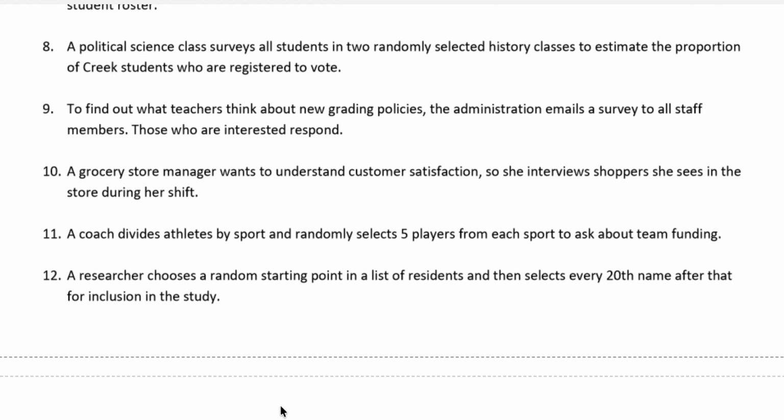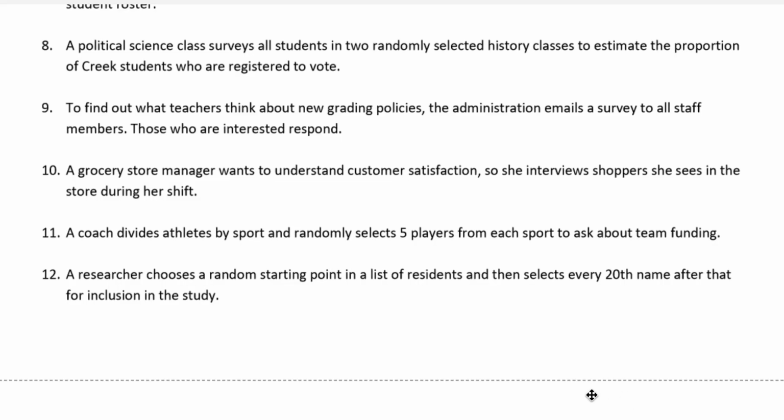11. A coach divides athletes by sport and randomly selects 5 players from each sport to ask about team funding. This will be a stratified random sample because it divides athletes by sport first and selects 5 players from each category, from each stratum, so it will be a stratified random sample.